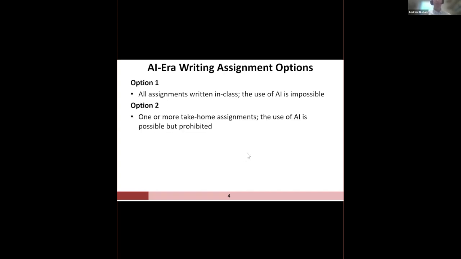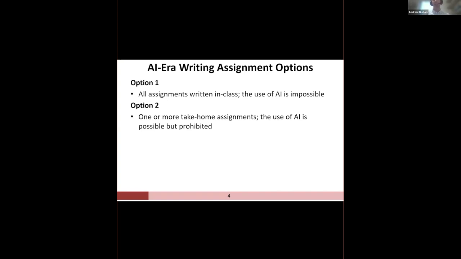Well, another one might be having some take-home assignments, one or more, and where the use of AI is possible for students, but where we say to them, you must not do it. It is not allowed. Now, bluntly, I just don't see what the advantages are of this approach. I think if you do this, if a teacher does this, there are definitely going to be students who will try to use AI to help them. And now you're in the role of a police officer, and that's going to take time and energy, and it puts you in an antagonistic role with your students, damaging your relationship with them. And so that's one problem.